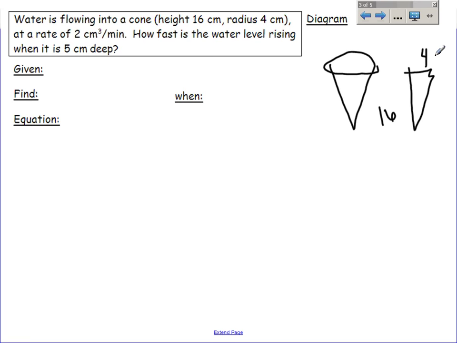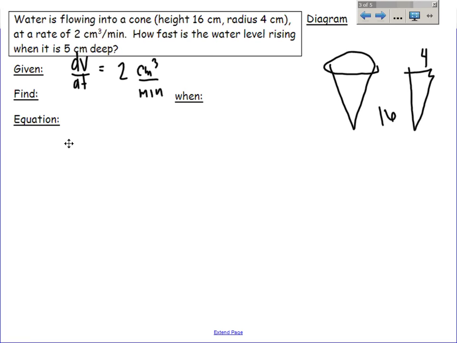We want to know how fast is the water level rising when it is 5 centimeters deep. And we are given the rate at which the water is coming in. So basically, we are given the change in the volume of the water, the amount of water that is coming into the cone. The change in the volume is going to be 2 centimeters cubed per minute.